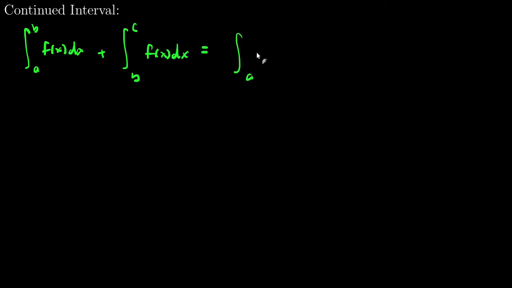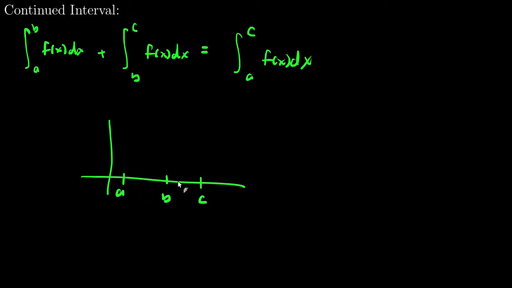All right, final rule, continued interval. If I have the integral from a to b of f of x dx, and add on to it the integral from b to c of f of x dx, that's going to actually equal the integral from a to c of f of x dx. So that should make some sense. Let me put up a, b, and c. I'm going to have these increasing. They don't need to actually be increasing. B could be outside of a and c. A could be bigger than c. There's many things that could happen here.